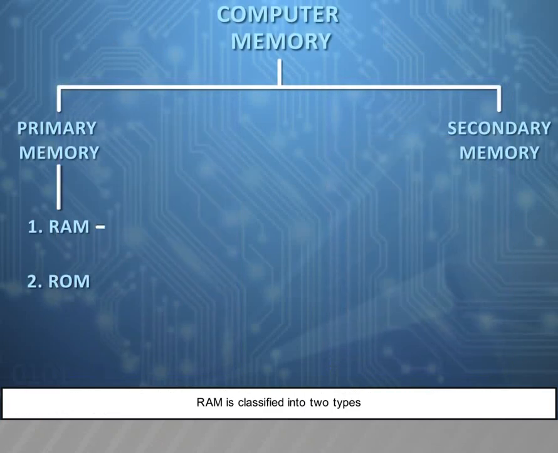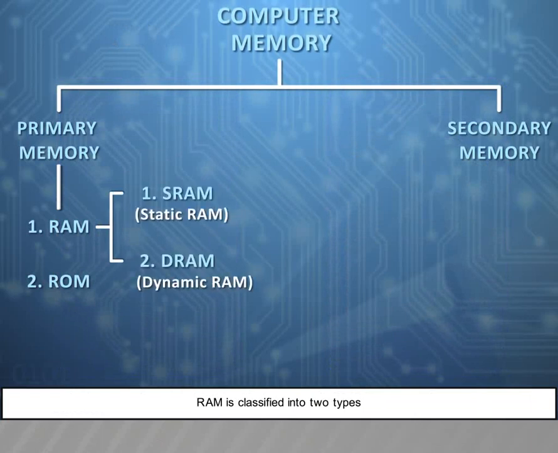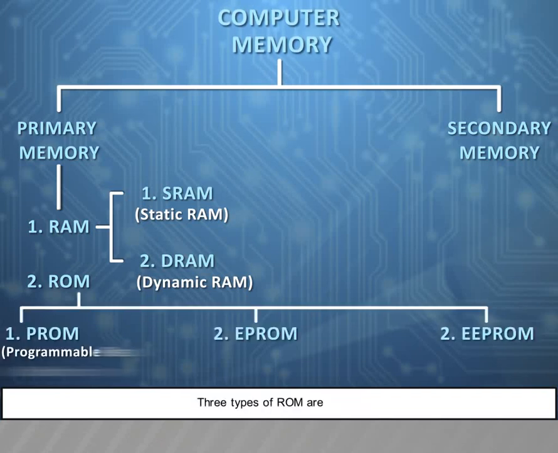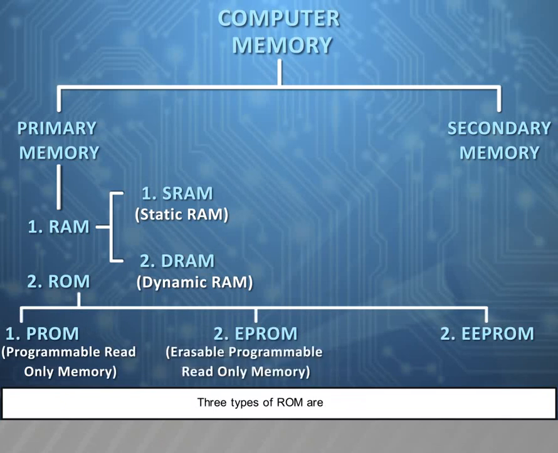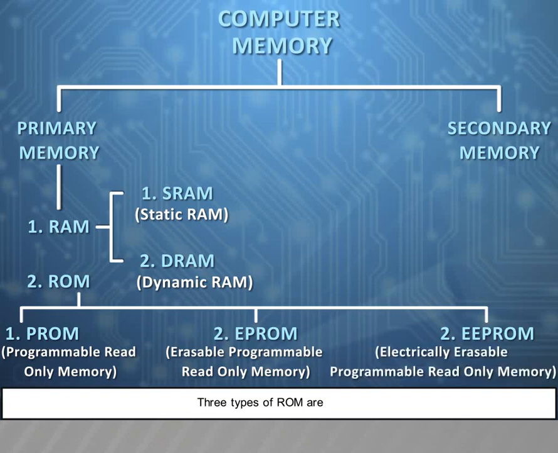RAM is classified into two types: SRAM, that is static RAM, and DRAM, that is dynamic RAM. Three types of ROM are PROM, programmable read-only memory; EPROM, erasable programmable read-only memory; and EEPROM, electrically erasable programmable read-only memory.